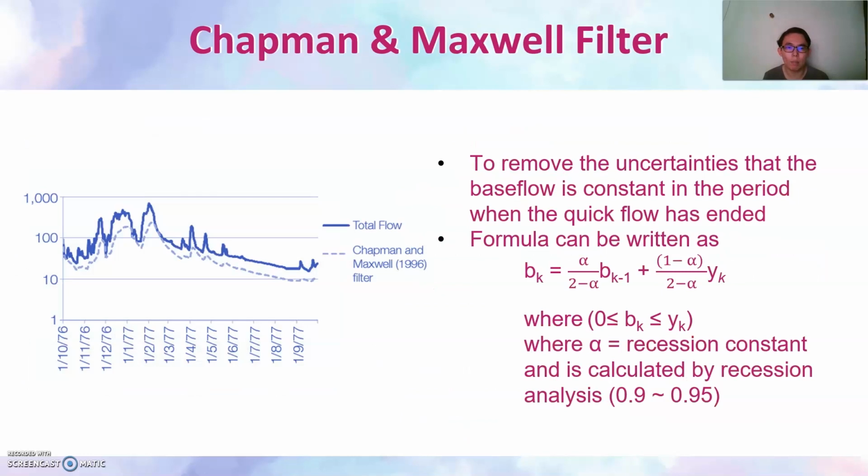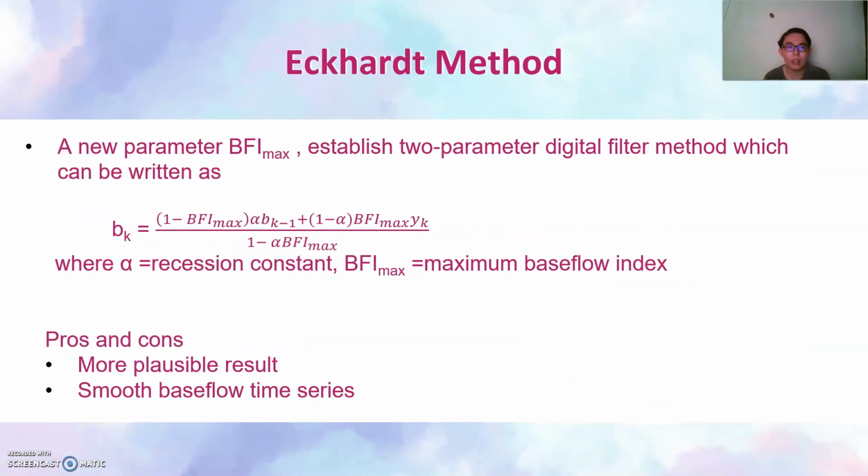Next is the Chapman and Maxwell filter. It aims to remove the uncertainty that the base flow is constant in the period after the quick flow has ended. The formula can be written as follows, where alpha equals the recession constant and is calculated by recession analysis.